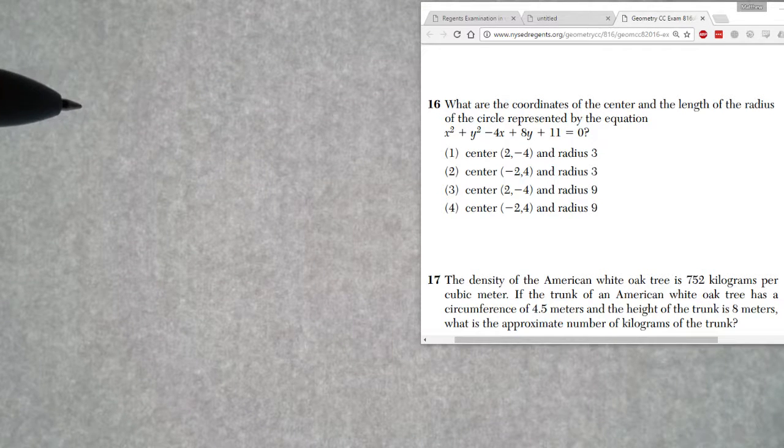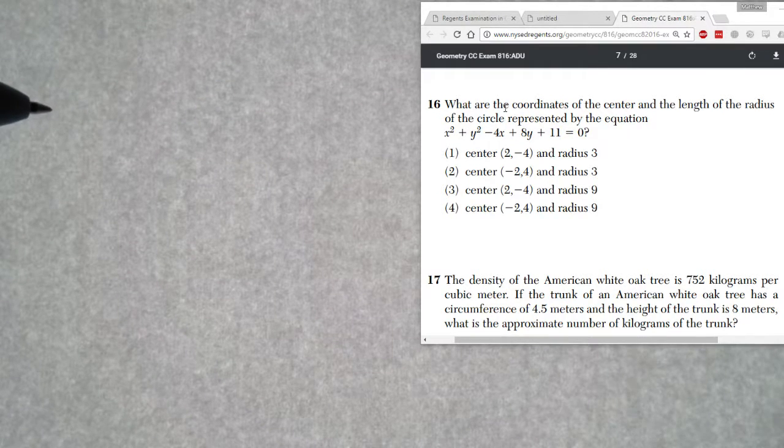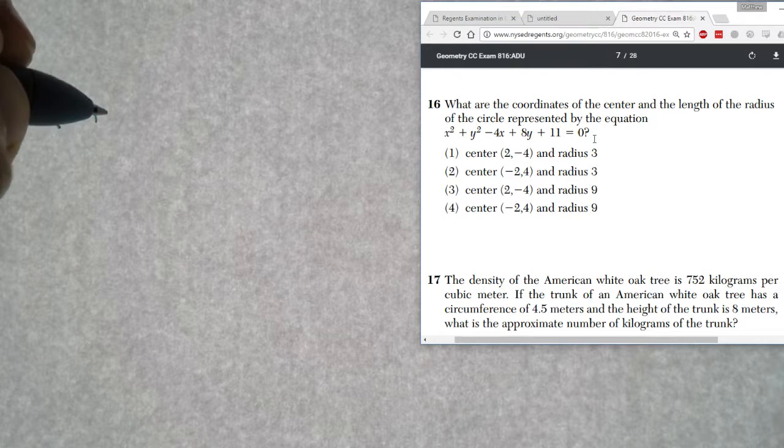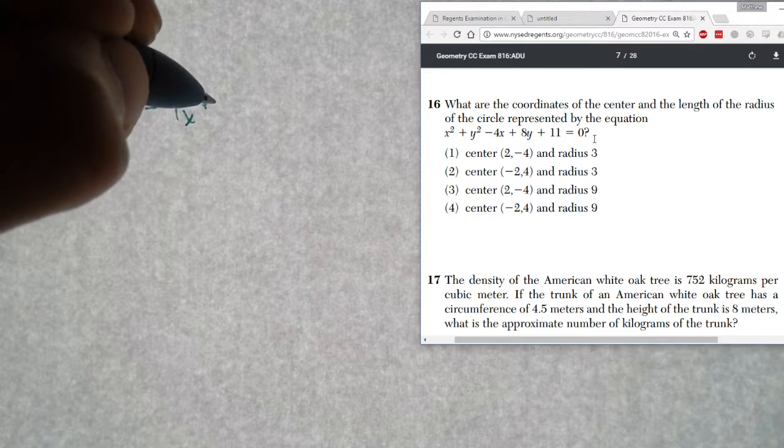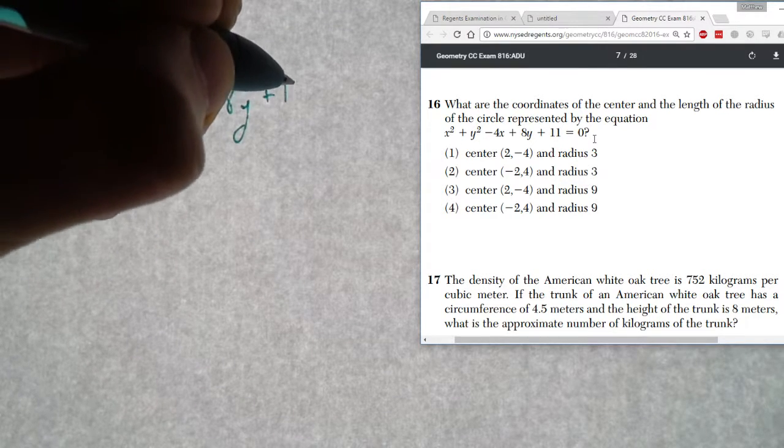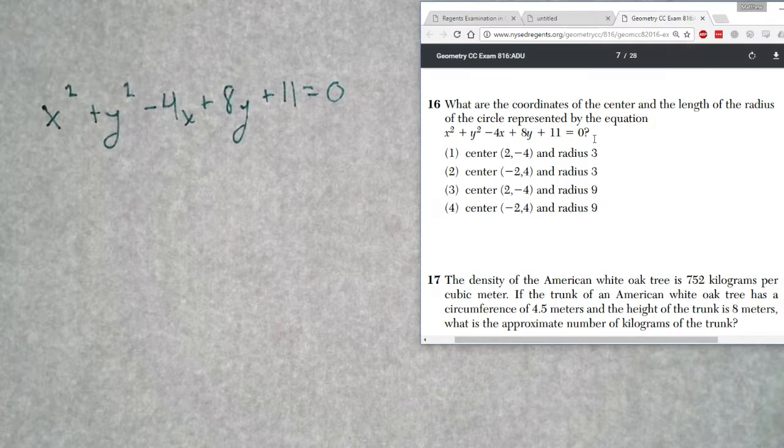Number 16. What are the coordinates of the center and the length of the radius of the circle represented by this equation? X squared plus y squared minus 4x plus 8y plus 11 equals 0. So I'm going to start by writing this equation. X squared plus y squared minus 4x plus 8y plus 11 equals 0.